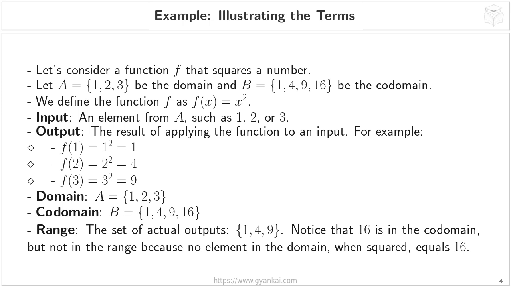Notice something important. 16 is in the codomain, but it's not in the range. This is because no matter what number we chose from our domain, 1, 2, or 3, squaring it didn't give us 16. This highlights the key difference between the codomain and the range. The codomain is everything the function could output, while the range is everything it actually outputs. We'll build on this understanding in the next slide, so make sure you've grasped the difference between these terms before we move forward.